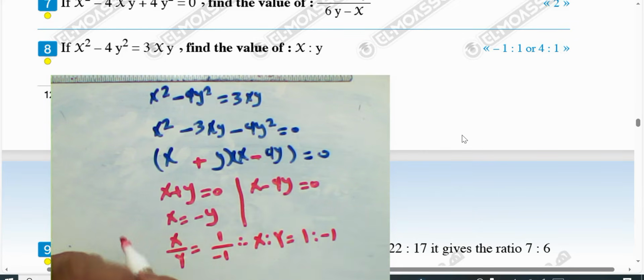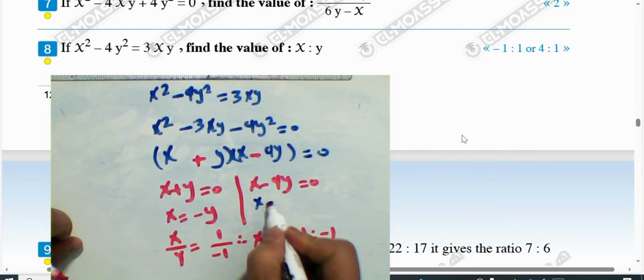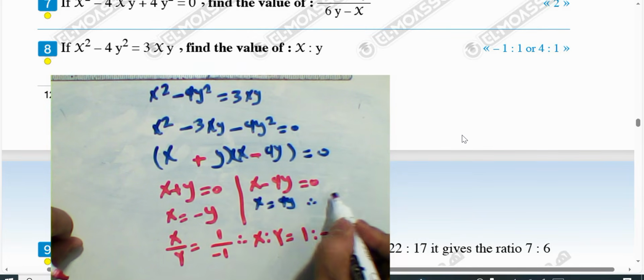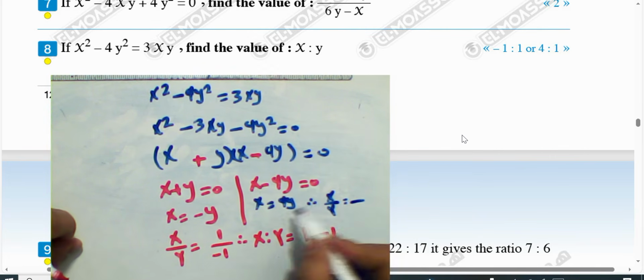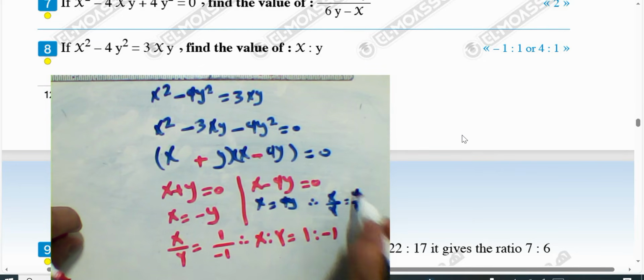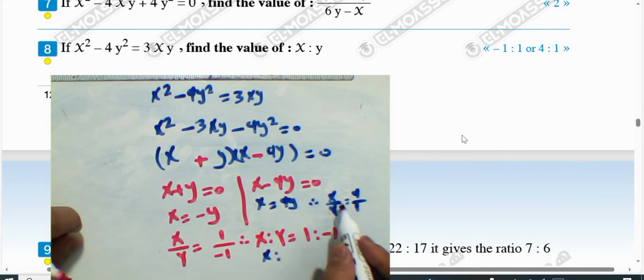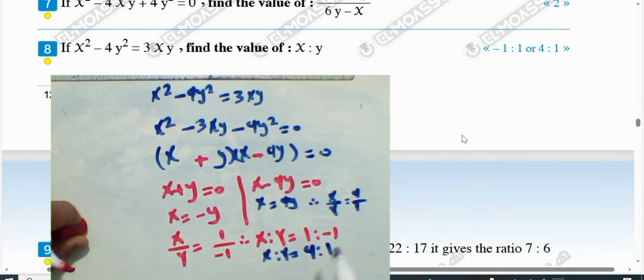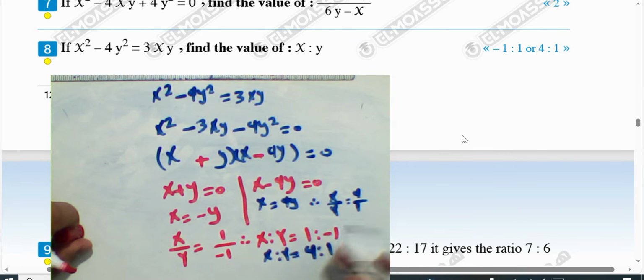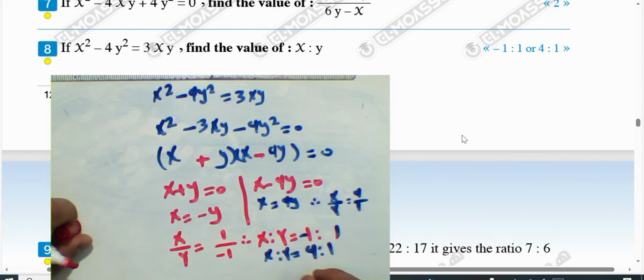Or you can complete the other solution here. X will be 4y. Then the ratio between x and y, x here product by 1 and y product by 4. And also the ratio will be x to y, it will be 4 to 1. And the ratio will be 4 to 1. 1 over negative 1, it will be negative 1 to 1. Okay, because 1 divided by positive divided by negative equal negative. The result will be negative 1 to 1 or 4 to 1.